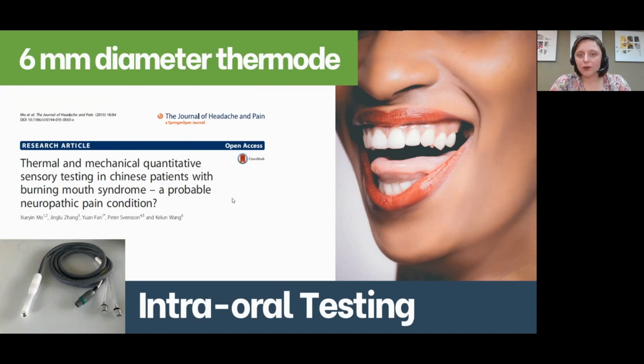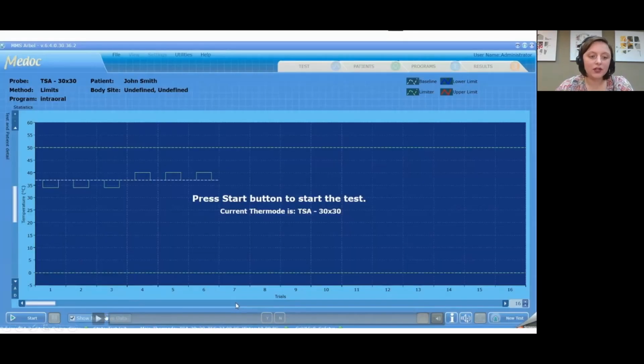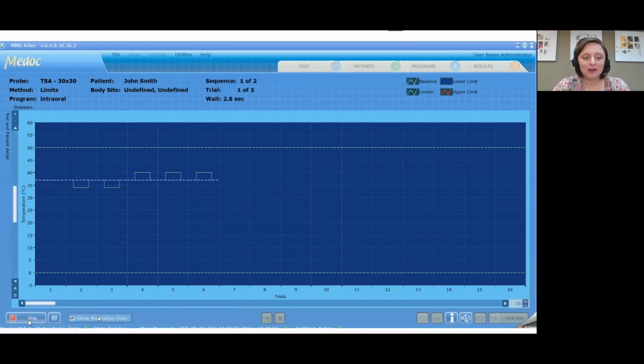They did thermal and mechanical stimulation and showed that these patients have impairment in thermal processing, but not in mechanical, and it supported the hypothesis that burning mouth syndrome is a neuropathic condition. They used this protocol, and I'm just showing it here as a standard quantitative sensory testing done in the mouth. Those of you who use QST can maybe pay attention that the baseline here is higher than we used to see.